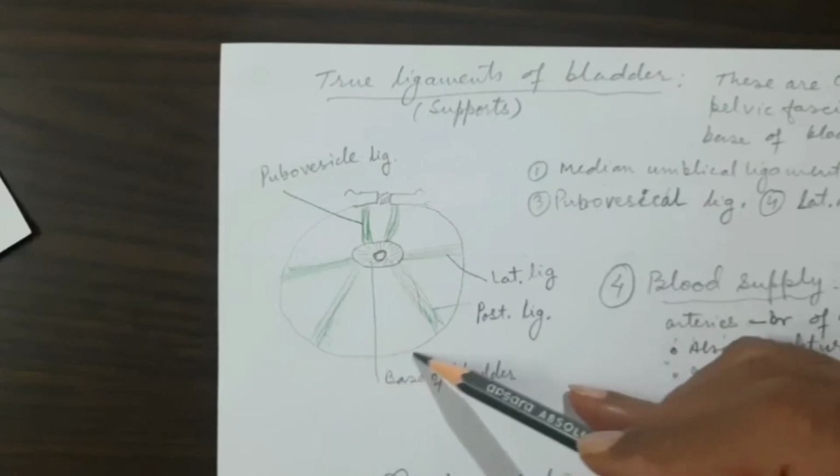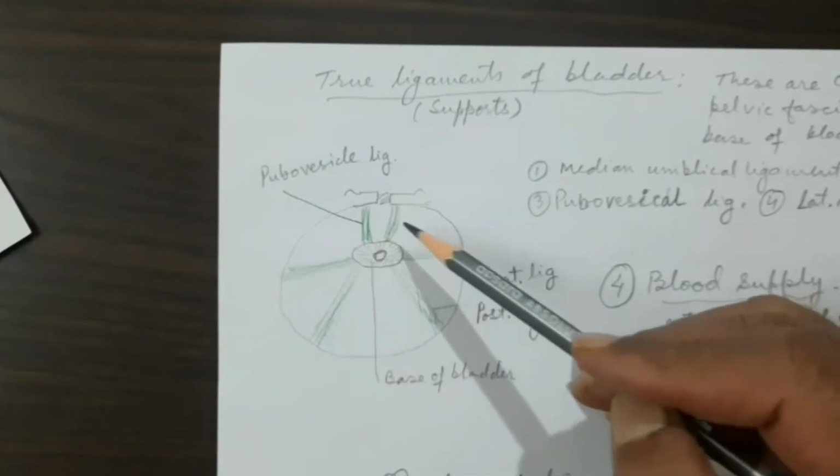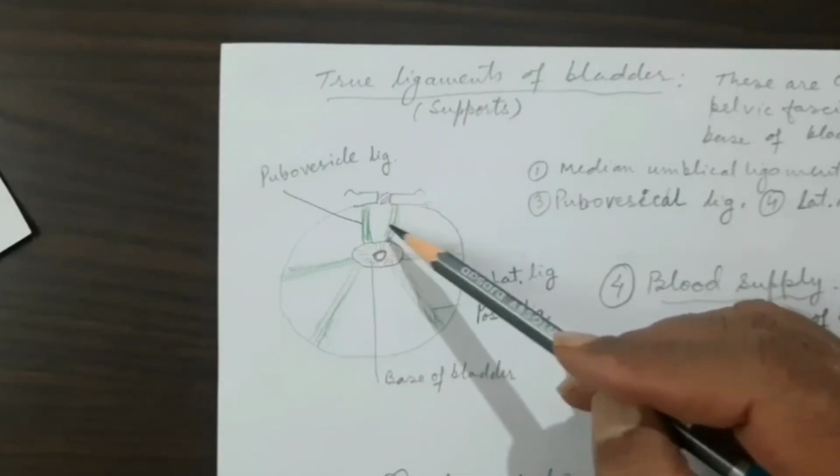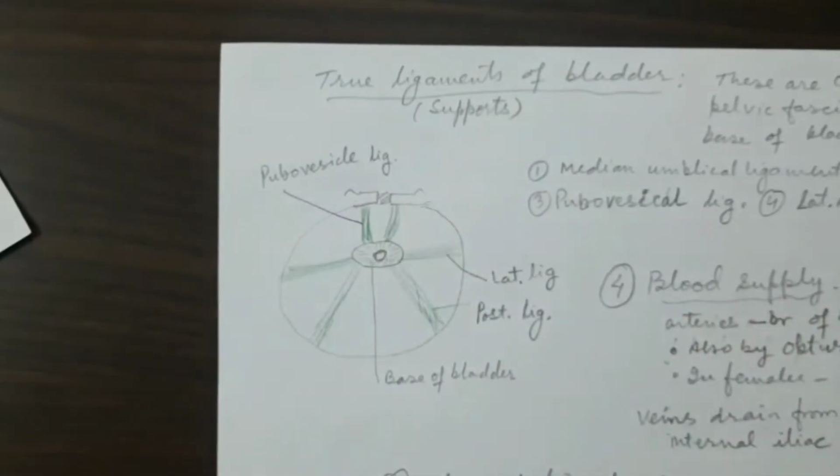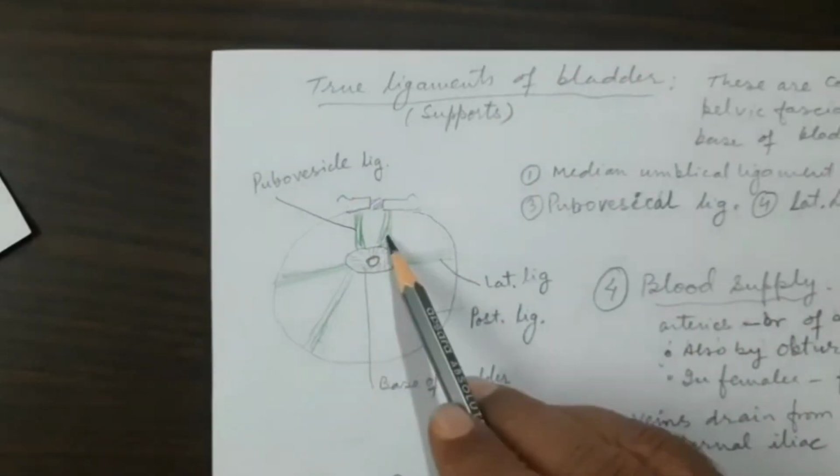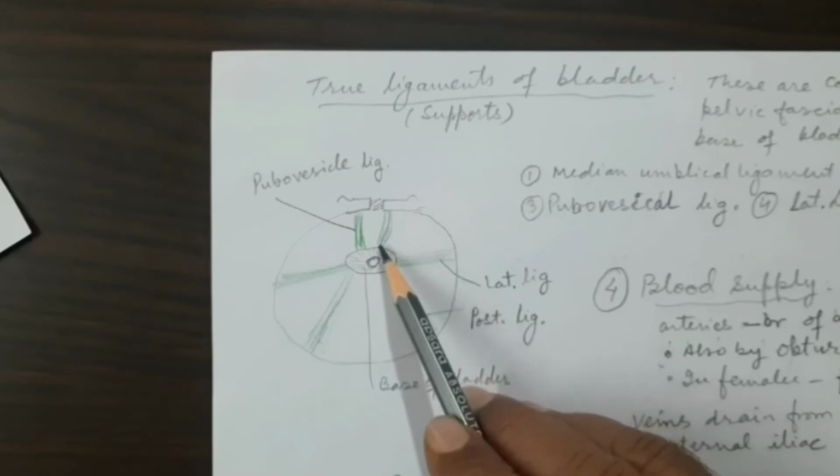Here will be the sacrum. So this is the pubovesical ligament in the female and the puboprostatic ligament in the male. Same place.